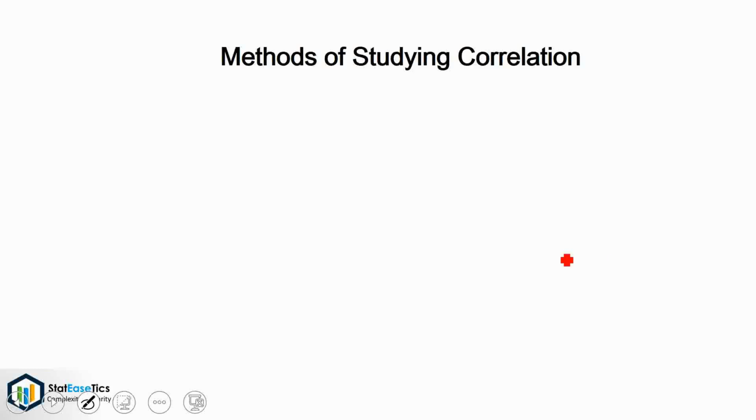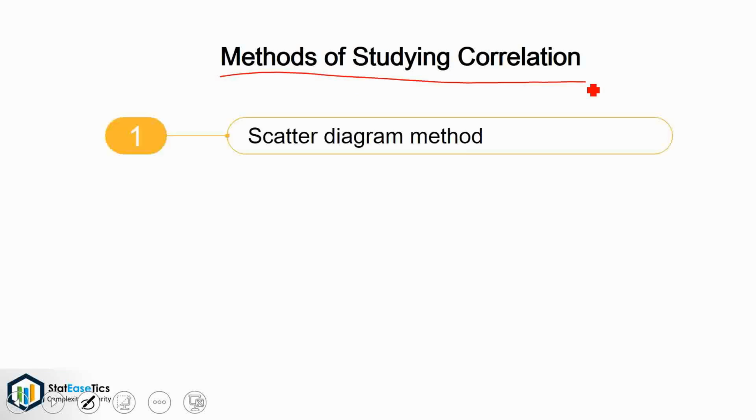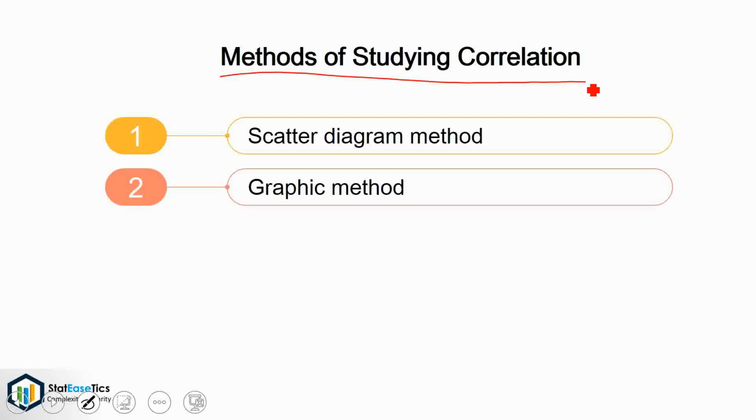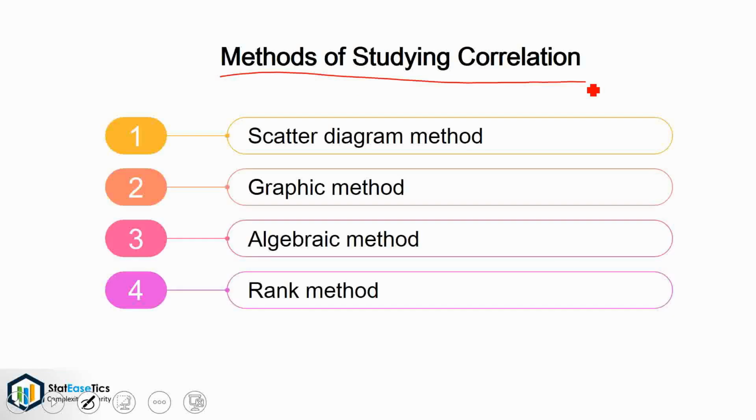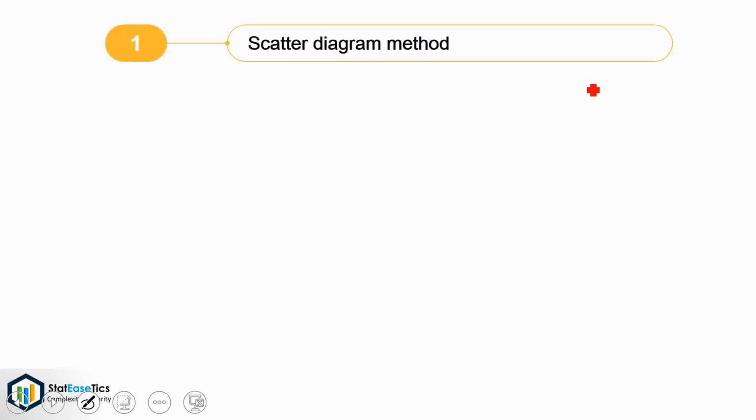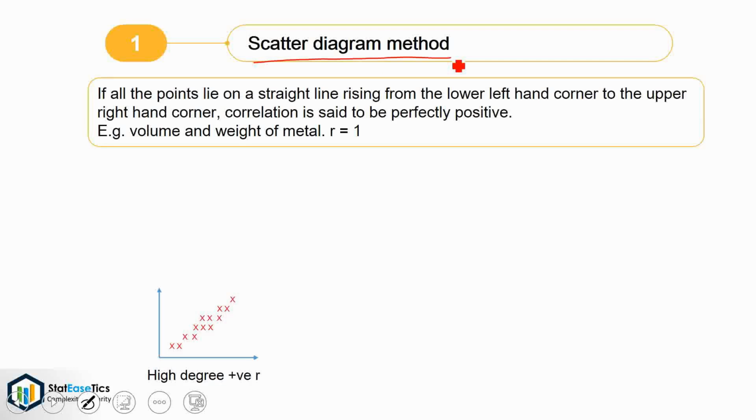Now, let's see methods of studying correlation. There are 4 methods for studying correlation, namely scatter diagram method, graphic method, algebraic method, and rank method. Let's discuss them in detail. Let's begin with scatter diagram method.